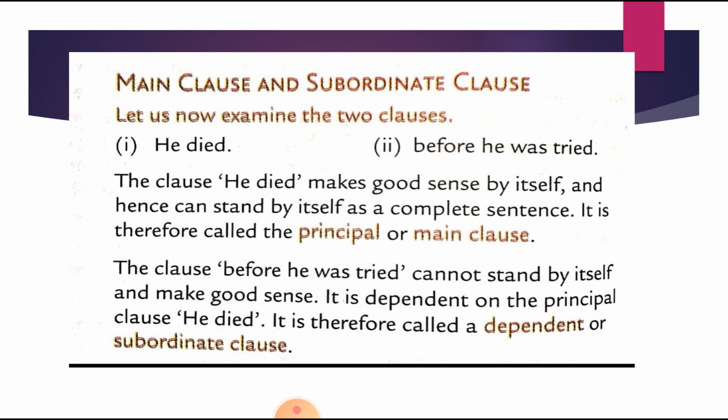And the clause before he was tried cannot stand by itself and make good sense. It is dependent on the principal clause. He died. See, he died before he was tried. See, it is therefore called a dependent or subordinate clause. See, before he was tried, that does not make complete sense, and it cannot stand on its own. So it is dependent on the principal clause. So that's why it is called a dependent or subordinate clause.